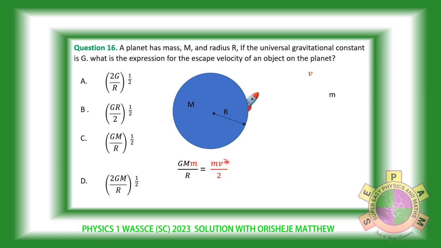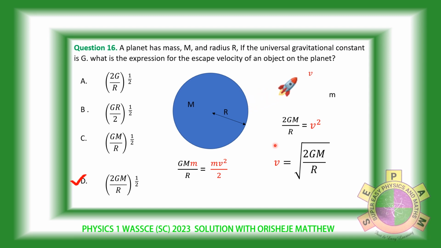So since the mass of the object is the same, it can be eliminated from both sides, and then you make v the subject of the formula. So that gives us the answer to the question. So let's launch the rocket. So it flies off with that. So what is going to be the escape velocity? So this is the value of the escape velocity.